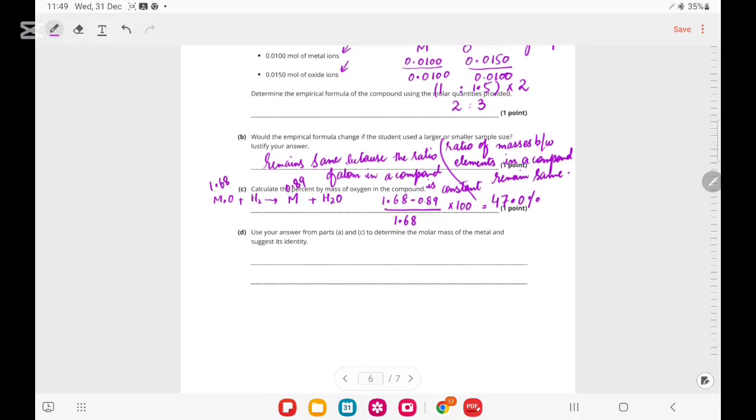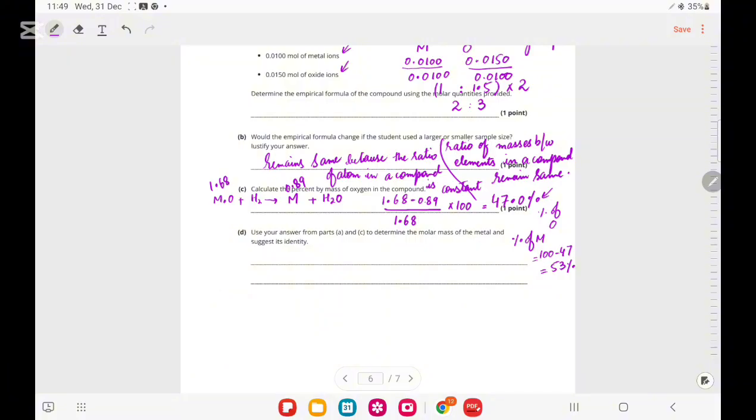So in part B, this is basically the percentage mass of oxygen. But what is the percentage of metal? That we can definitely just subtract from 100 minus 47, and that comes out to be 53%. So the next question says that we have to determine the molar mass of the metal and suggest its identity.